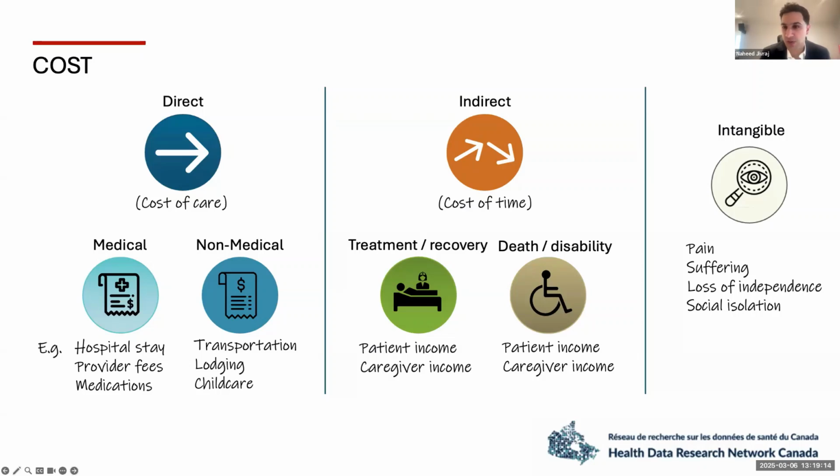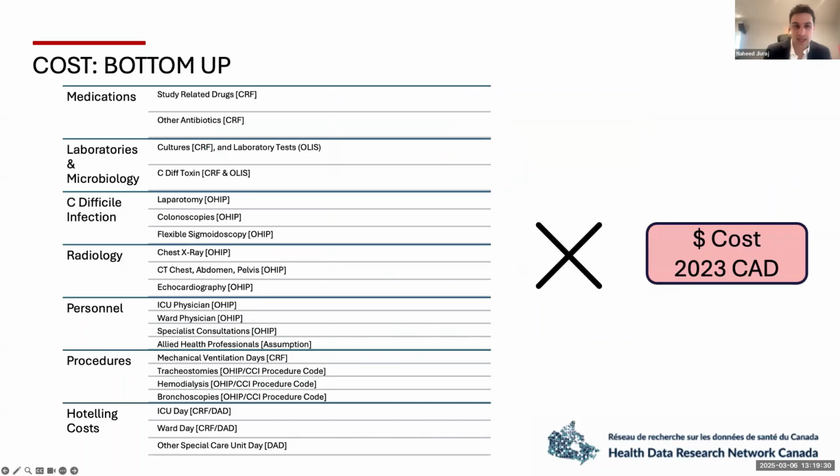And then there are intangible things that are hard to put a dollar value on, like pain or suffering. And so we typically put that on the effectiveness or quality of life side of the equation. For the purposes of this study, we have focused on direct medical costs. And so how do we get these costs?